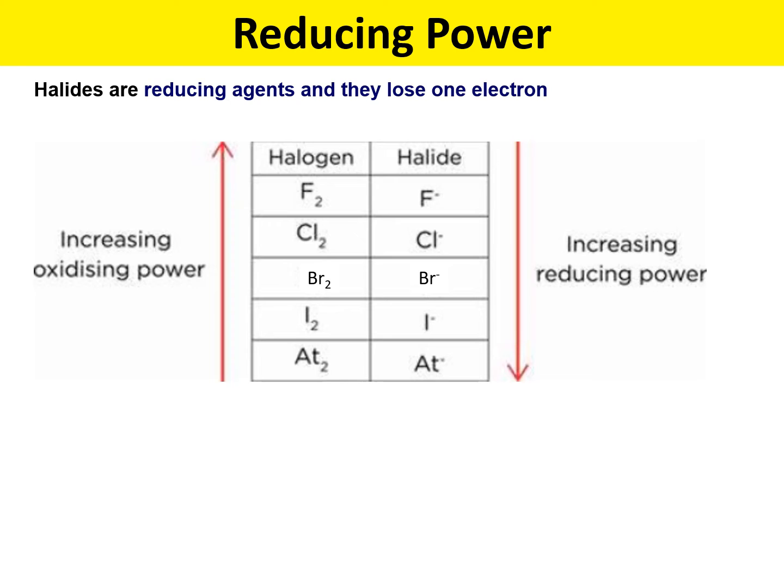If we compare the halogens to the halides, we can see with the halogens, as we go down the group, the oxidizing power decreases. But if we now look at the halides, we can see that as we go down the group, the reducing power increases.